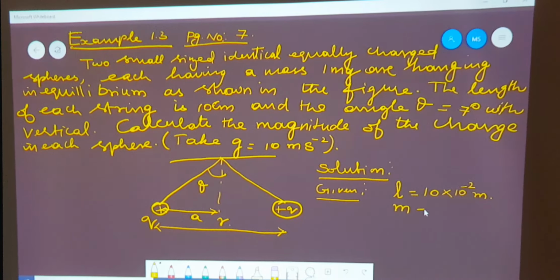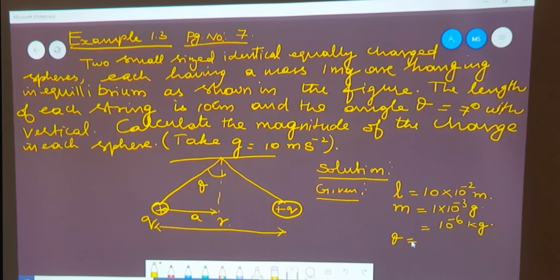Then the mass they have given, let us consider it as M. Mass is 1 milligram. When it is converted into gram, it is 10 power minus 3 gram. But the standard unit is kilogram. If you want to convert gram into kilogram, then it is 10 power minus 6 kilogram. So mass is equal to 10 power minus 6 kilogram.